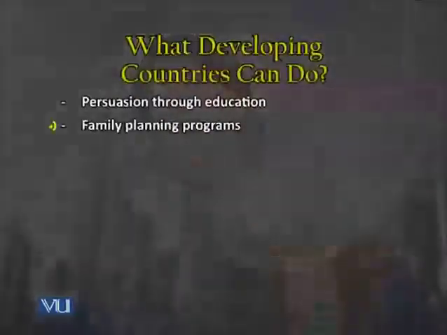Another important thing which can be incorporated into the policies of the developing countries is the initiation or the strengthening of the family planning programs. So we see that over the last many years, particularly starting from the 1950s onwards, if we look at history, developing countries in the world started following family planning programs. First, in 1950, India initiated a family planning program.